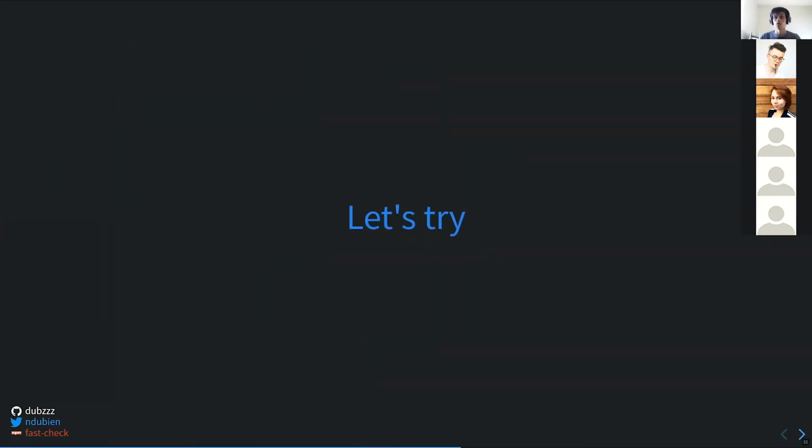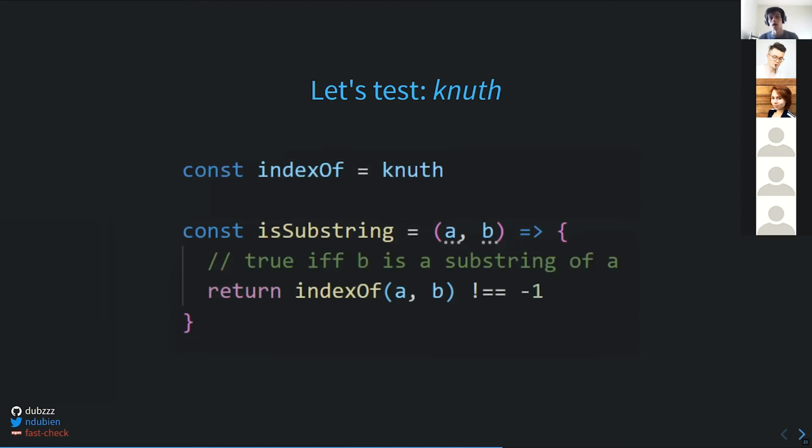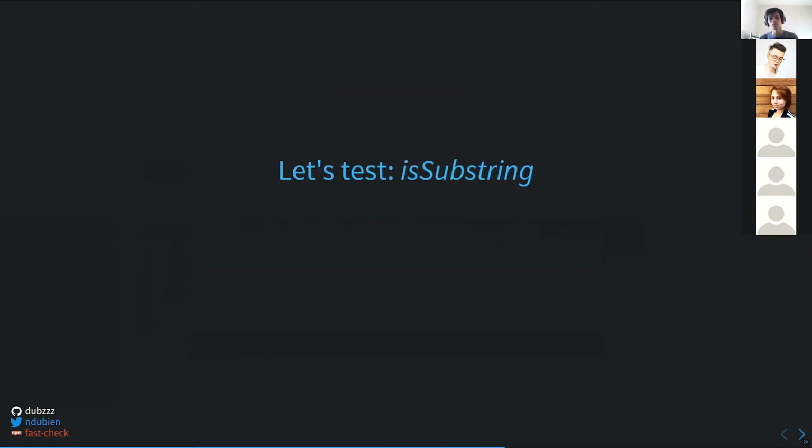In order to test it and see how we can do that, I think the best way is to check it with a real example. So let's try property-based testing, and we'll use the algorithm we talked about at the beginning of this talk, which is called Knuth-Morris-Pratt. This algorithm can be used to write isSubstring. So we just use Knuth in order to define isSubstring. So we want to test isSubstring.